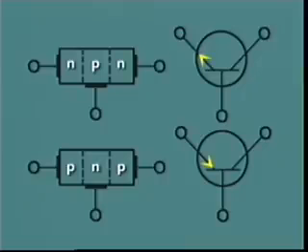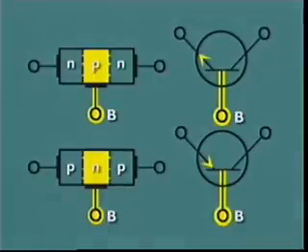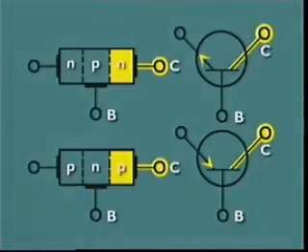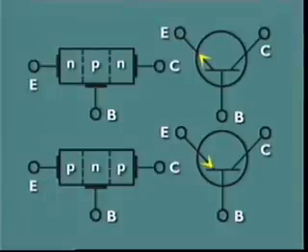Each of the three regions has a terminal. The center region is always called the base. The outer regions are the collector and the emitter. In the symbol, the emitter is the terminal with the arrow, always pointing to the negative material.